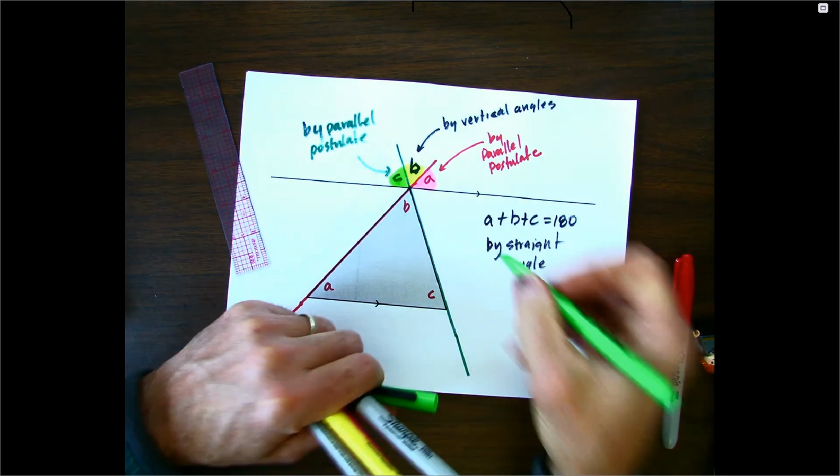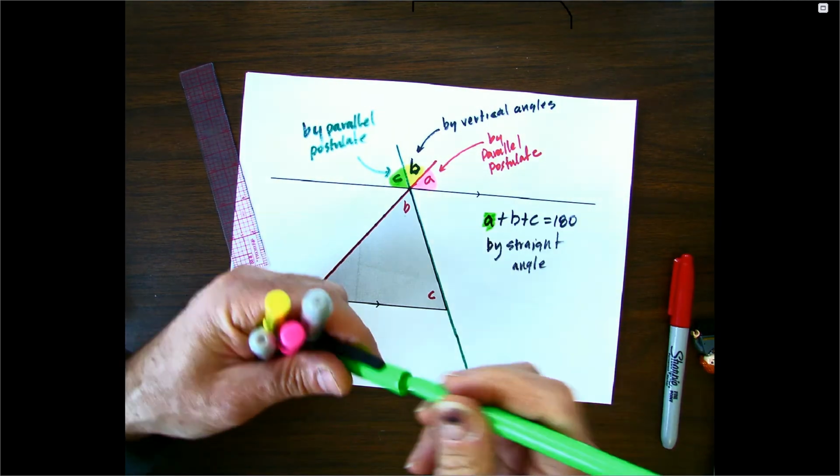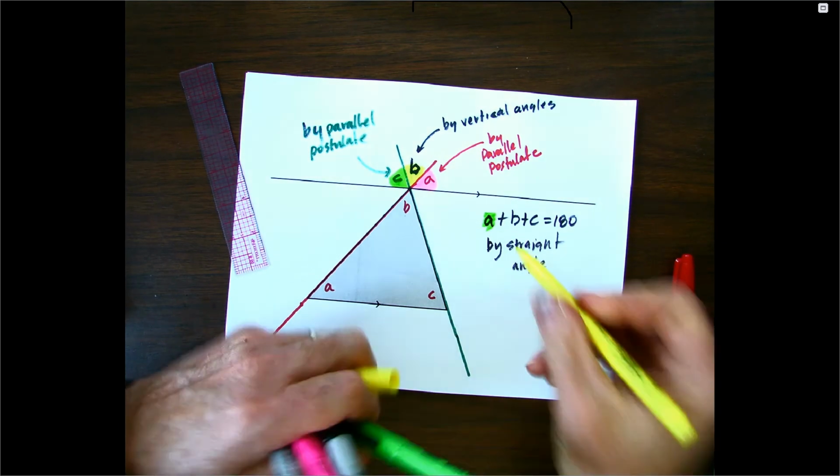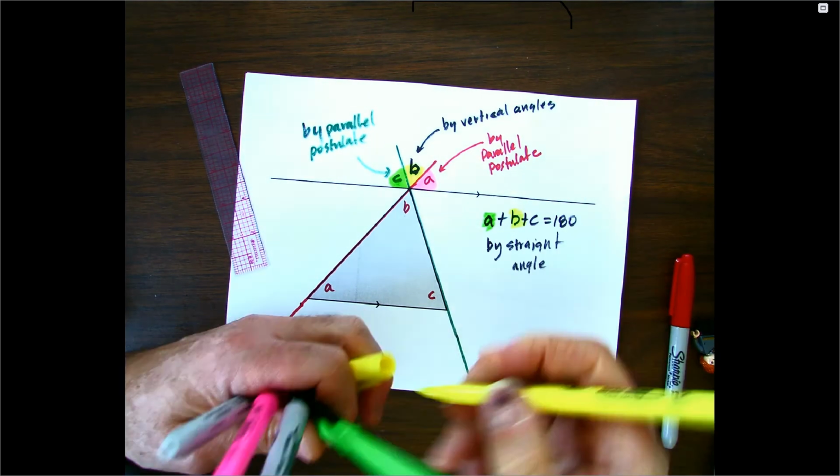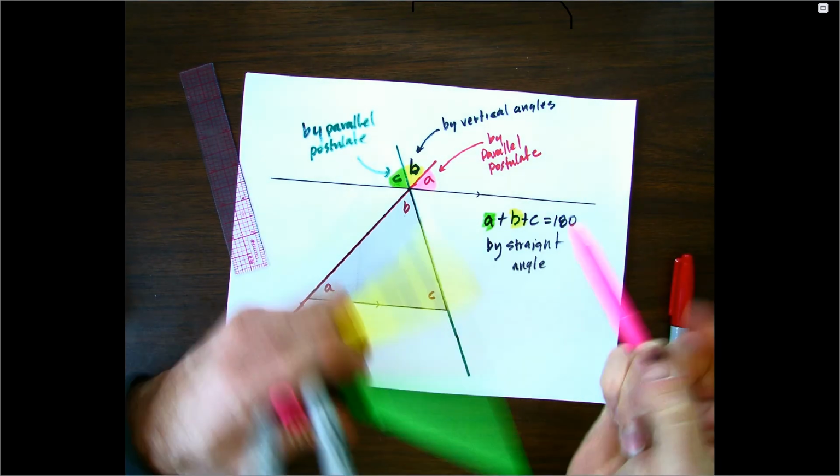If I color code it here, this one would be the green one, this would be the yellow one on the straight angle, and this one would be the pink one on the straight angle.